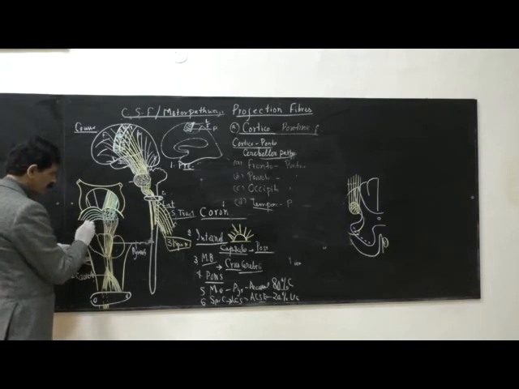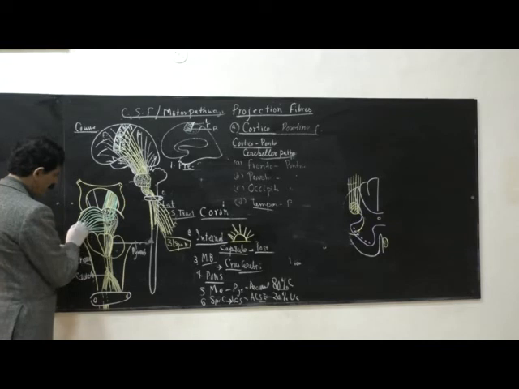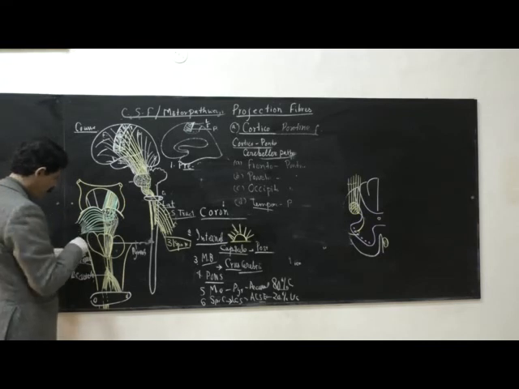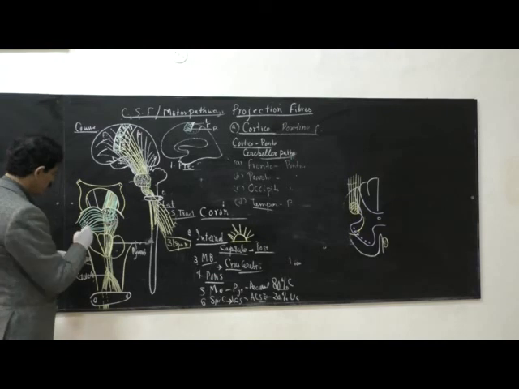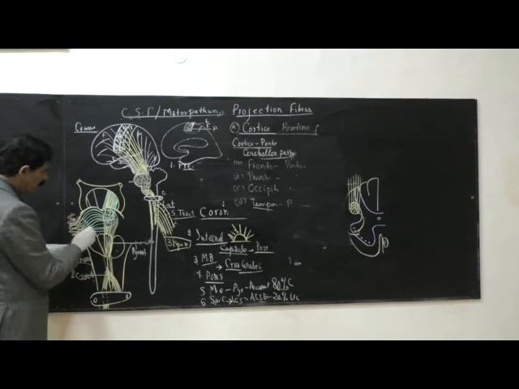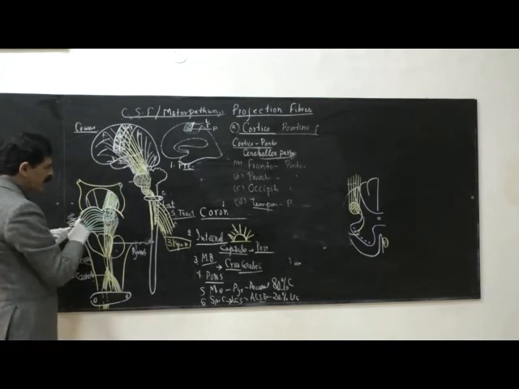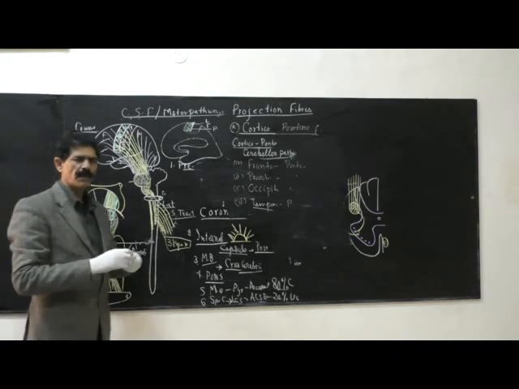They run on the opposite side, and all these fibers after crossing, they form a compact bundle laterally, and they leave the pons and enter into the cerebellum. They enter into the cerebellum through the various nuclei of the cerebellum. That's why they are called the cortico-ponto-cerebellar pathways. So they go to the opposite side of the cerebellum.